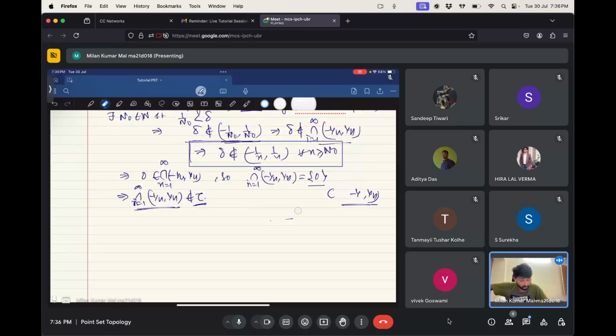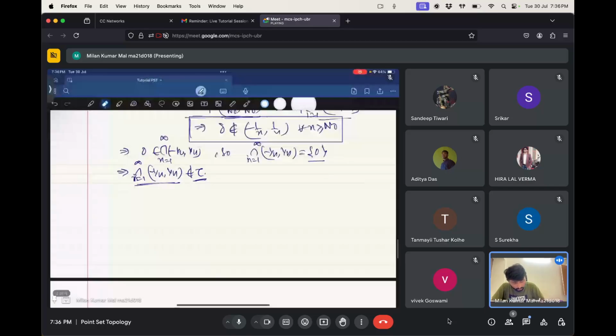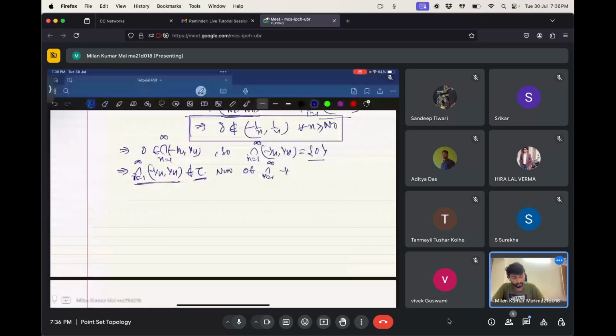So why can't this infinite intersection be open here? Okay, so what I'm saying: if it is possible, now for 0 belonging to the intersection over n equals 1 to infinity, if this belongs to tau, then as 0 belongs to the intersection of n equals 1 to infinity of minus 1 by n comma 1 by n, then it should satisfy the star condition. Then it can be a member of the set. It should satisfy the star condition.